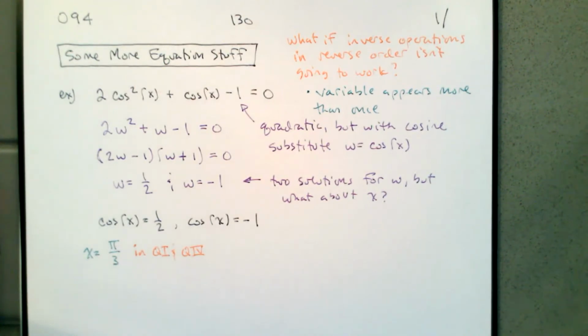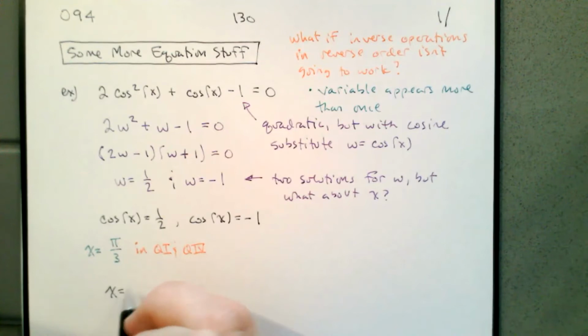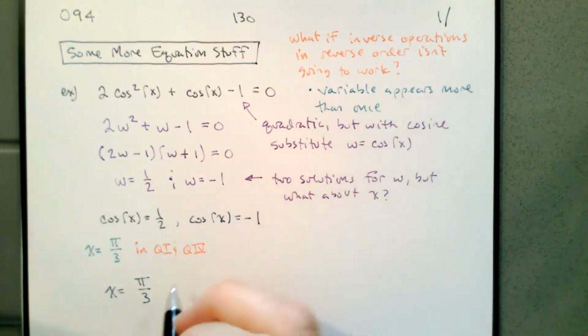We want to make sure that we get all the solutions. I didn't specify that we only need to go around once. So I'm going to put pi/3 in quadrant 1. And that's just pi/3. And the period is 2 pi, so plus n times 2 pi. It's 2 pi times n is how I normally write it.